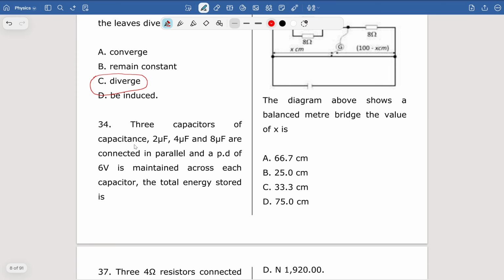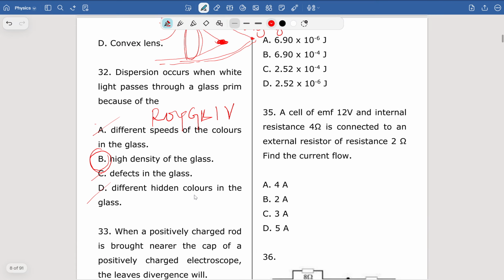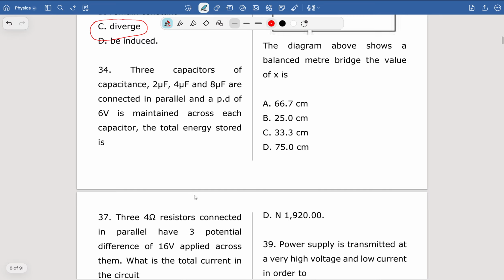34. Three capacitors of capacitance 2 microfarad, 4 microfarad, 8 microfarad are connected in parallel, and a potential difference of 6 volts is maintained across each capacitor. The total energy is what? So quickly, let's solve that on this page. When capacitors are connected in parallel, you add them together. C in parallel is 2 plus 4 plus 8. So this gives 14 microfarad. And the given voltage is what? 6 volts. So we're looking for the total energy.